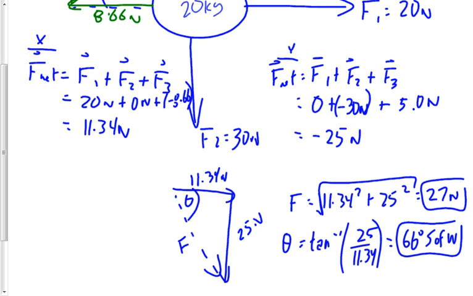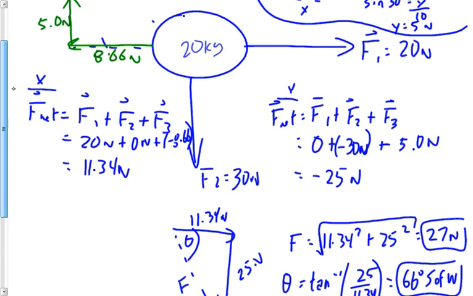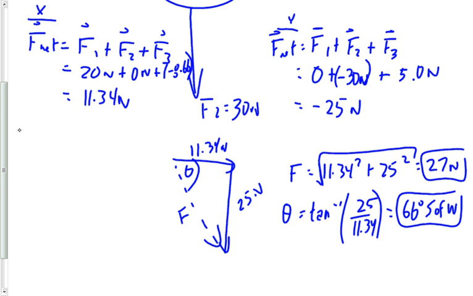If I said add 20 meters to the east, 30 meters to the south, and 10 meters at 30 degrees north of west, you guys would have done essentially the same thing. You would have got an answer of 27 meters for a displacement at 66 degrees south of west. So it's newtons instead. So what? Do it the same way. Jazzy?